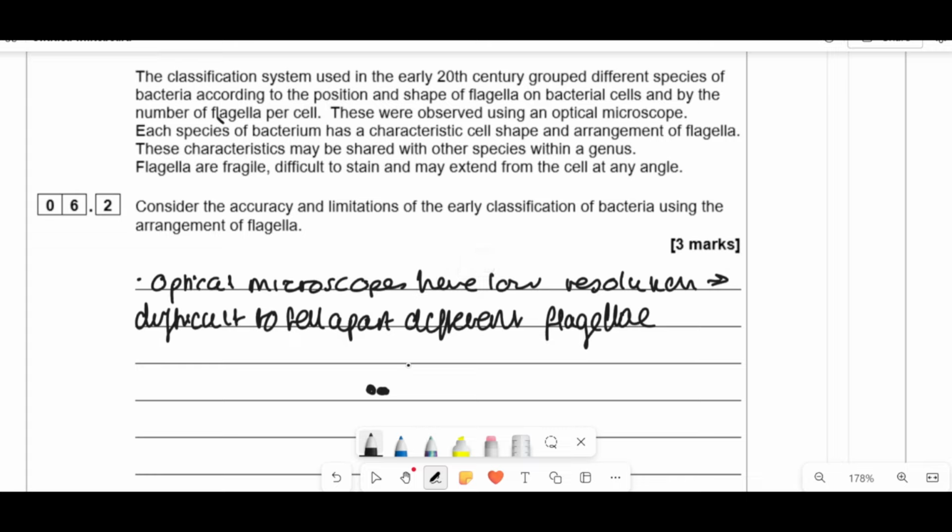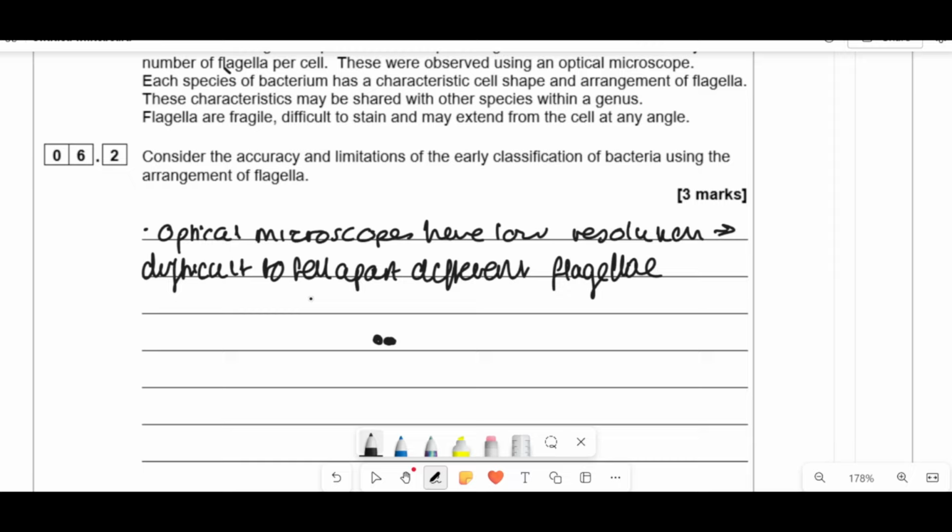Here, we can see that the question told you that they are fragile, difficult to stain, and may extend from any angle. Like it's literally giving you the goods there. You have to talk about the consequences, though, as a result. If they're fragile, then remember, think about how you prepared a microscope slide. You've got to do all of this stuff. You've got to stain it. You've got to squish it in the thing and push it down and this and that. If fragile, you're going to get broken flagella, aren't you?